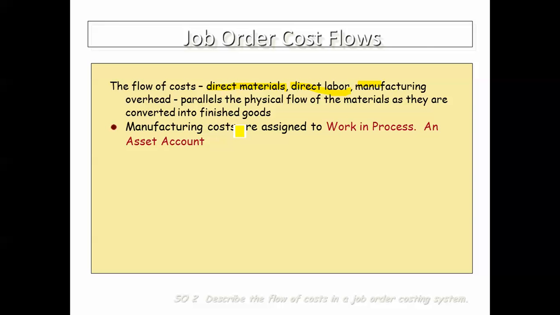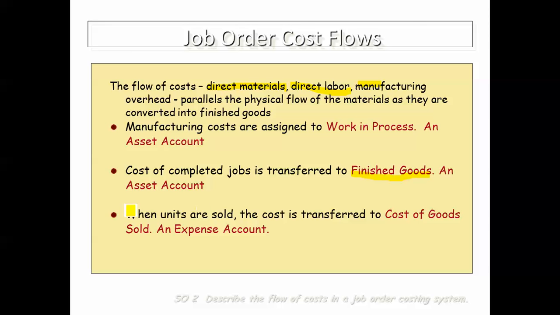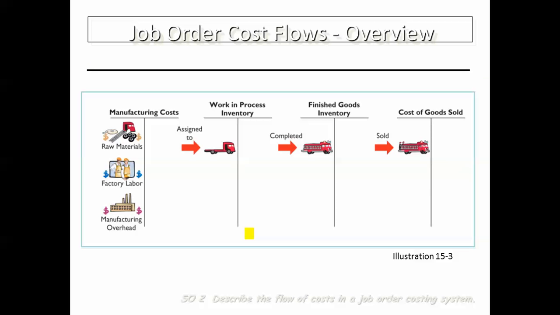Manufacturing costs are assigned, first of all, to work in process, which is an asset account. Then when it's completed, it's transferred to finished goods, which also is an asset account. But when it is sold, the cost is transferred to cost of goods sold, which is an expense account on the income statement. So here we have it pictured: raw materials, factory labor, manufacturing overhead. First of all, these costs are assigned to work in process.